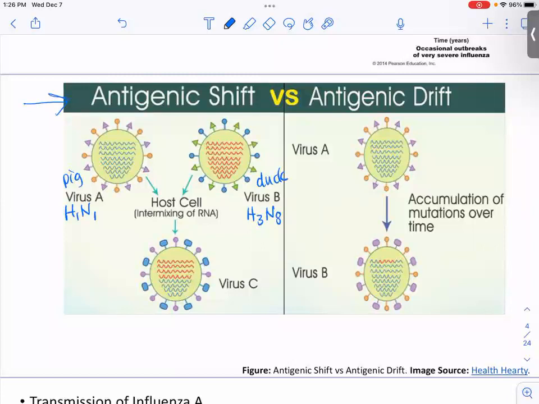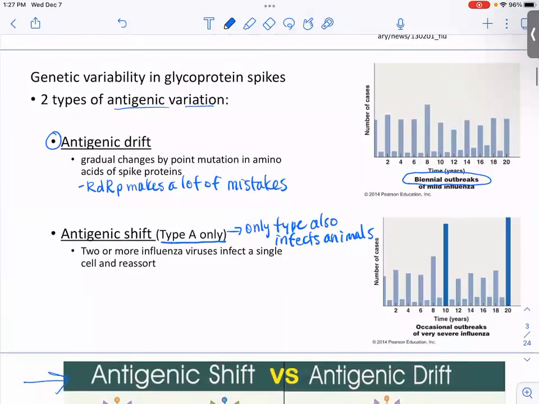And maybe those are both coming together in a third organism. And then you get reassortment of those two different viruses in a third organism, and you come out with some virus that's totally novel. So maybe an H1 from virus A and an N8 from virus B. Okay, so you end up with something totally different that people haven't seen before, that wouldn't have much of an immune response to. And we think that this is going to be responsible for occasional outbreaks of really severe illness.